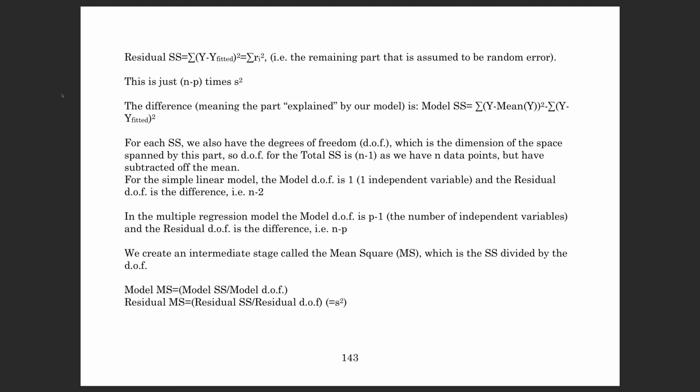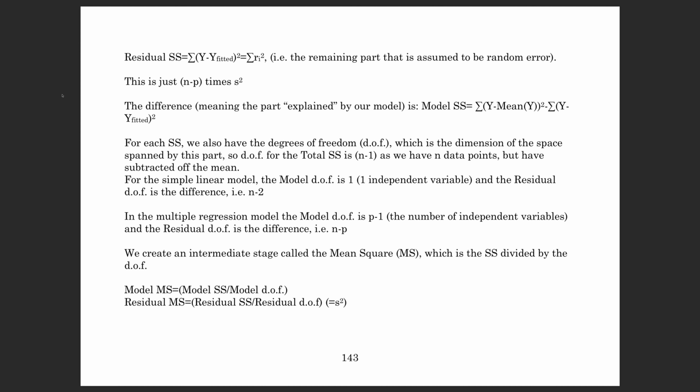So for each of these sums of squares, we also have the degrees of freedom, which is the dimension that this part occupies. So the degrees of freedom for the total sum of squares is just n minus 1, because we have n data points, but we've subtracted off the average value. So we in effect have n minus 1 degrees of freedom. For the simple linear model, the model degrees of freedom was 1, and the residual degrees of freedom was the difference, which was n minus 2. So in general, with a multiple regression model, the model degrees of freedom is p minus 1. That's our number of independent variables. And the residual degrees of freedom is the difference, meaning n minus p.